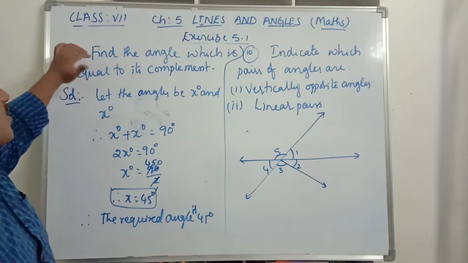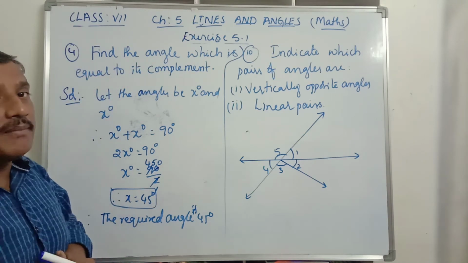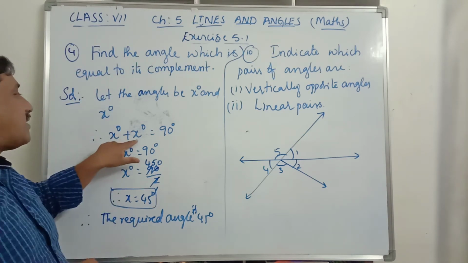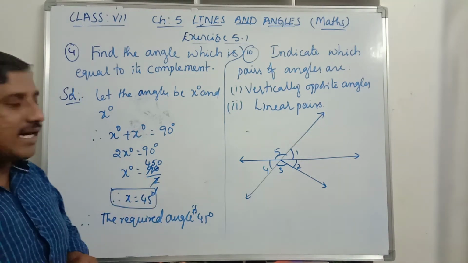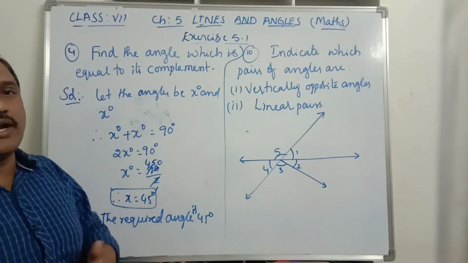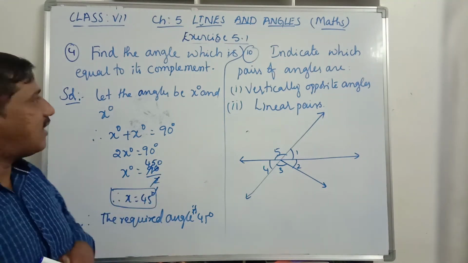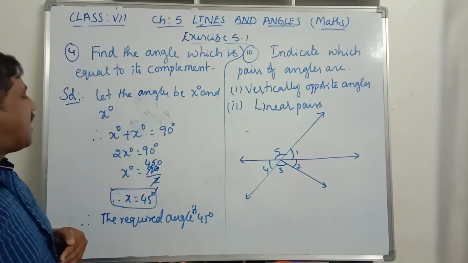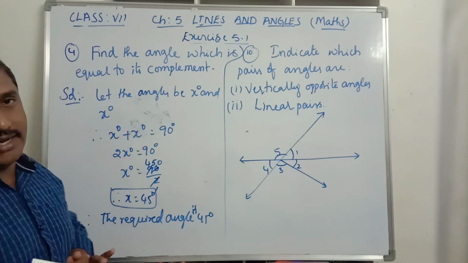Same question: find the angle which is equal to its supplement. Supplementary angle means again x plus x is equal to 180 degrees. Therefore 2x is equal to 180, x is equal to 180 by 2, we will get 90 degrees. 90 plus 90 is 180. For this question the complementary angles are given: 45 degrees plus 45 degrees is equal to 90 degrees.